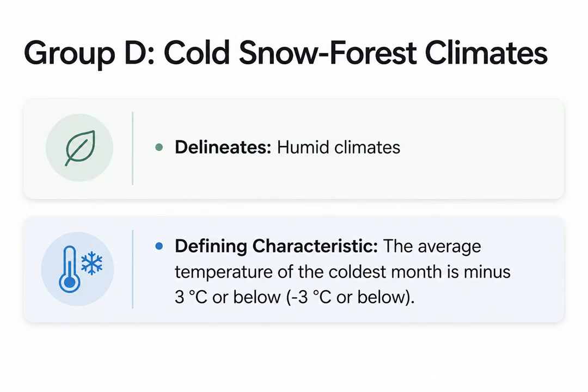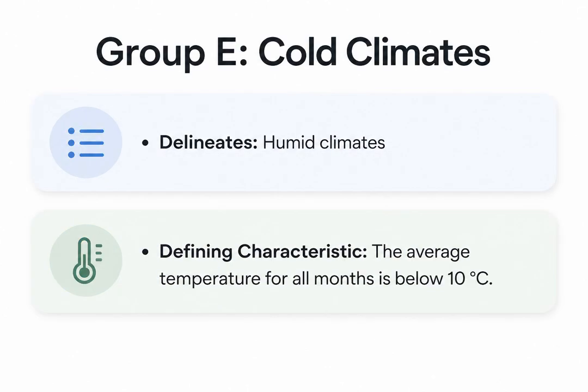Moving further toward the poles, we find Group D, the cold snow forest climates. Here, the winters are severe. The defining characteristic is that the average temperature of the coldest month is -3 degrees Celsius or even lower, leading to significant snowfall that persists on the ground. Group E represents the true cold climates, like the polar regions. In these harsh environments, there is no real summer. The average temperature for all 12 months of the year remains below 10 degrees Celsius.